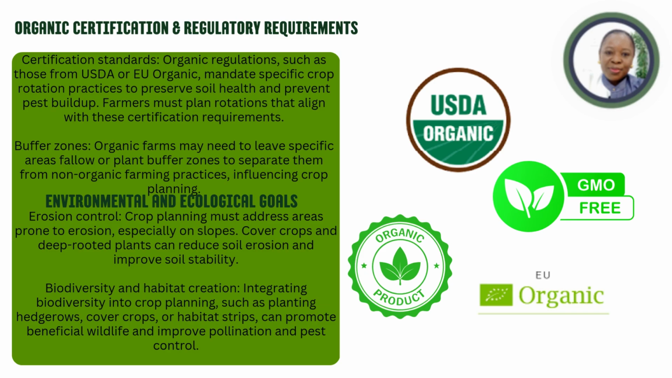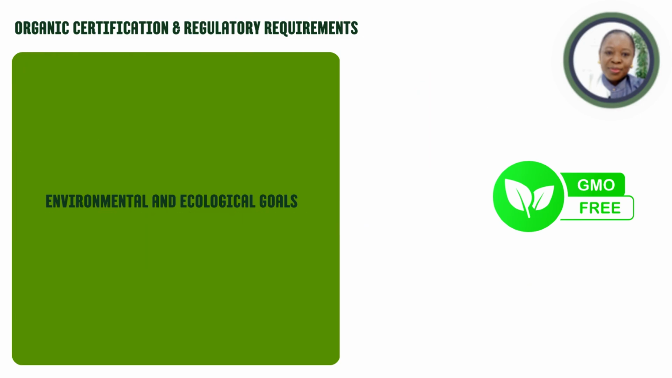Biodiversity and habitat creation. Integrating biodiversity into crop planning, such as planting hedgerows, cover crops, or habitat strips, can promote beneficial wildlife and improve pollination and pest control.